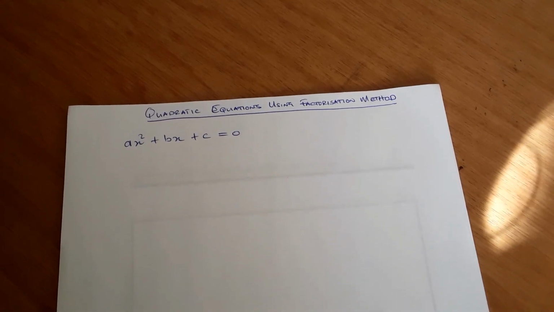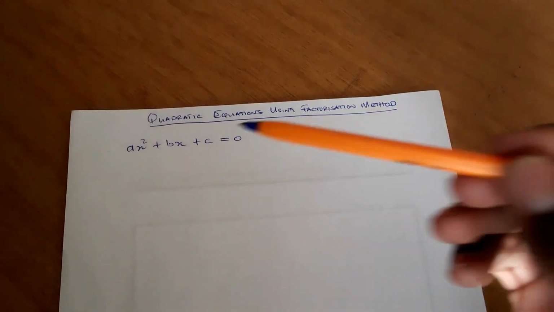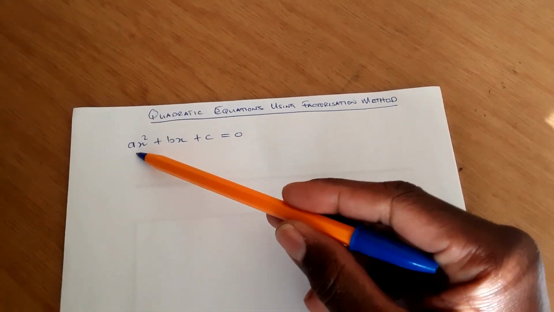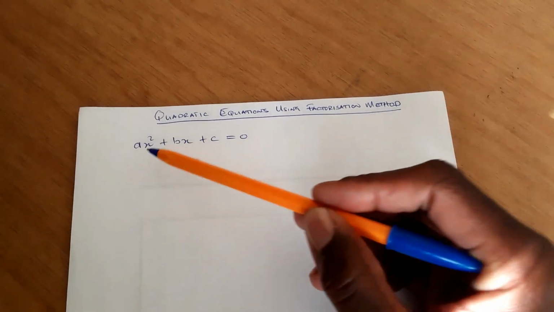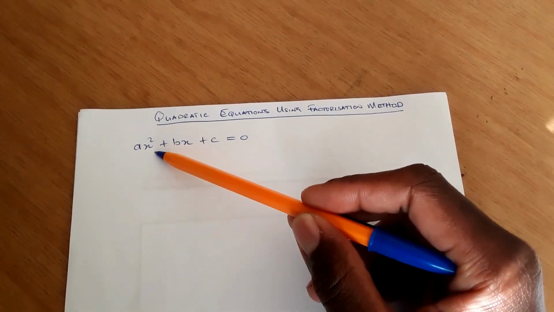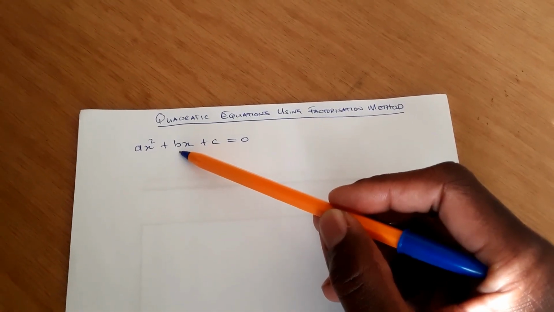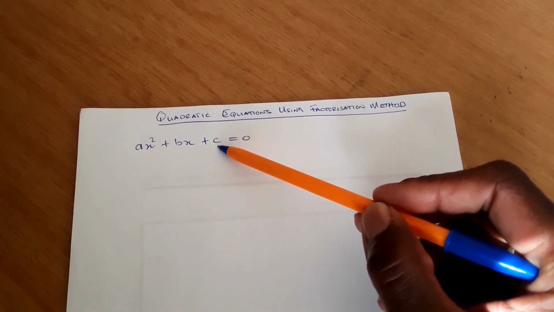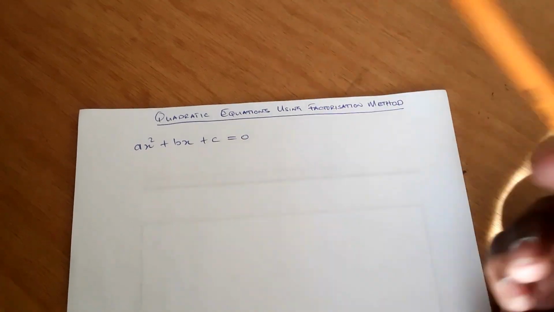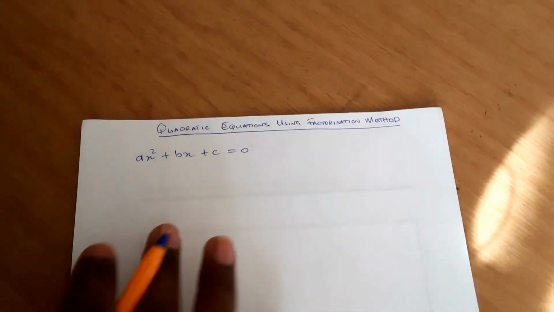quadratic formula. So a quadratic equation is an equation which is in this form, where you have ax squared plus bx plus c is equal to 0, where your a is the coefficient of x squared, your b is the coefficient of x, and your c is your y-intercept. So let's have an example.